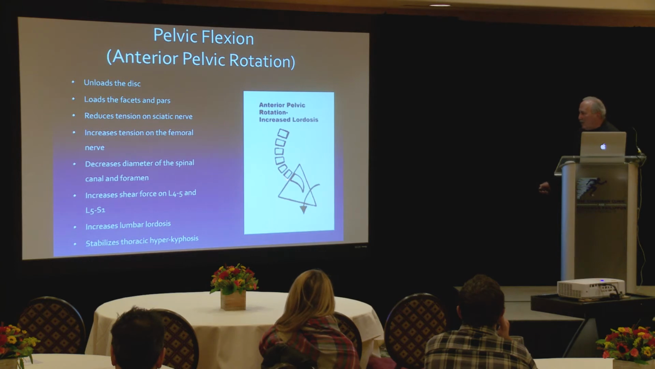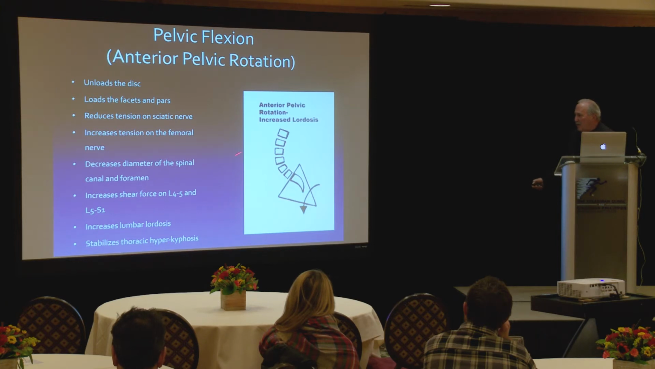So anterior pelvic rotation will unload the disc, load the facets and pars, reduce the tension on the sciatic nerve, but increase the tension on the femoral nerve. So now you have to know disorders. Do you have a femoral neuropathy? You don't want to do that. But if you have a sciatic neuropathy, you do want to do that. So now you have to differentiate what you have. This is what the first part of this course was.